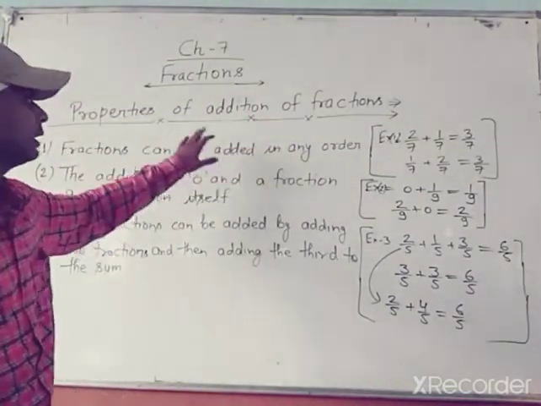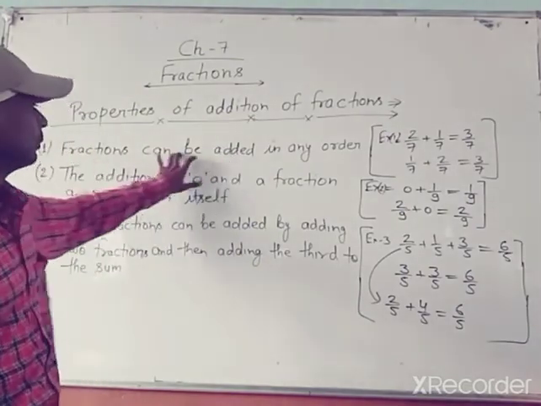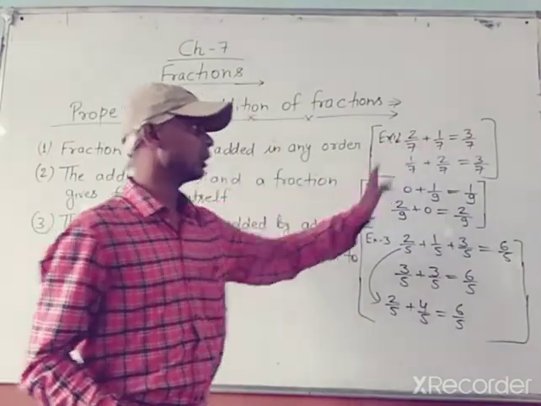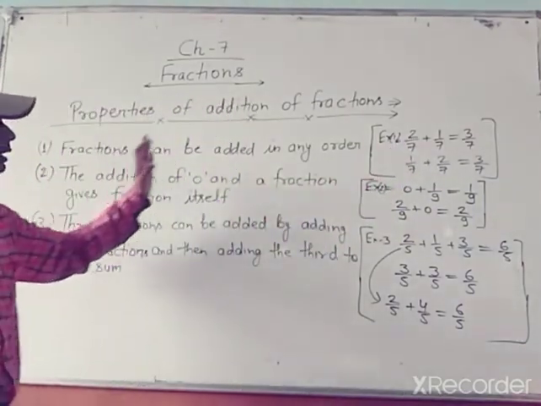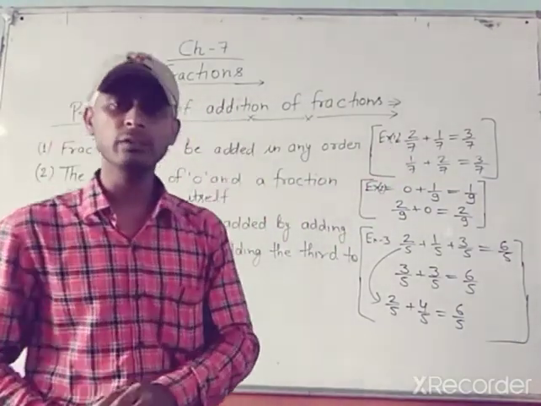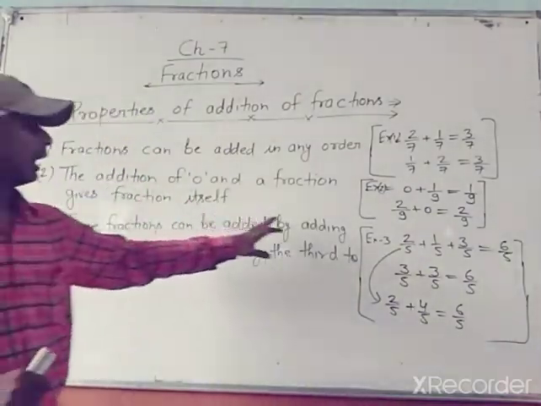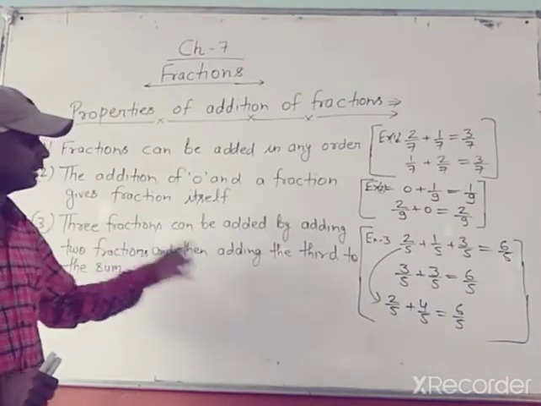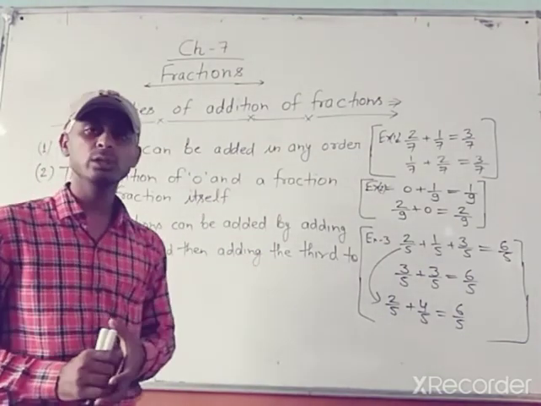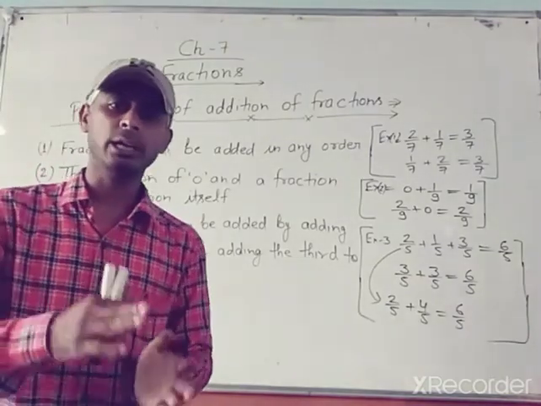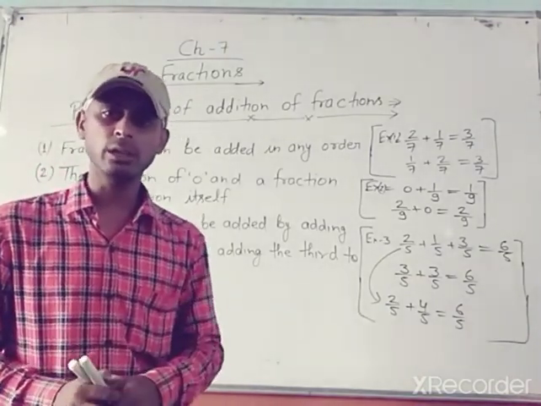So these are the properties of addition of fractions. In the first one, fractions can be added in any order. You can change the order of fractions. Second, 0 plus any other fraction is equal to the fraction itself. And third, adding two fractions and then adding the third to the sum gives the same result, whether you add first and third, or second and third, then the first one.